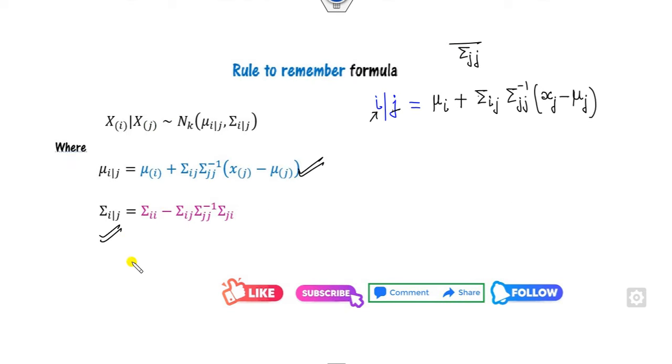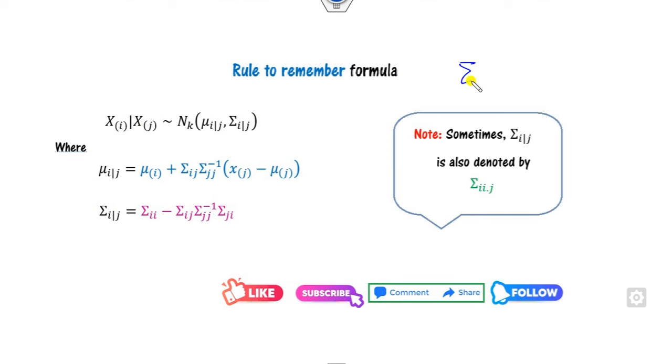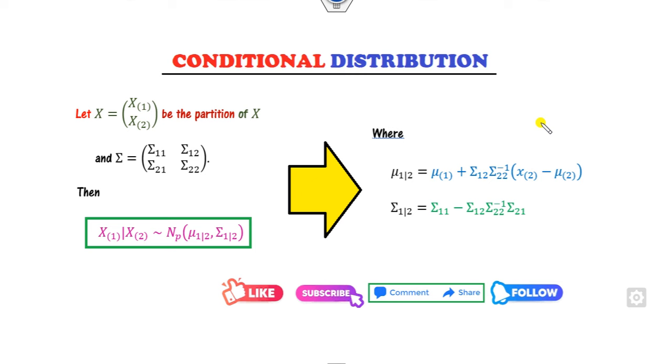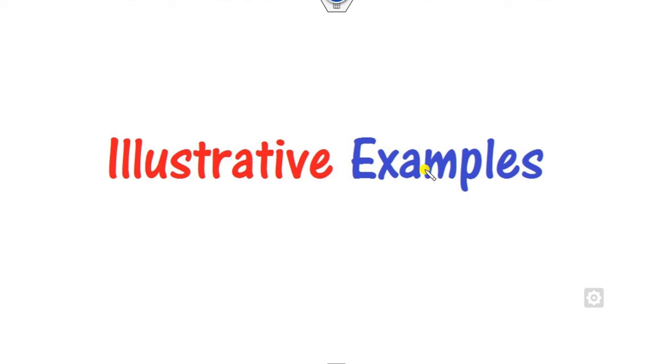Similarly, the covariance matrix is defined as this number. Remember, some books and some notation define this as sigma ii dot j. Either you can use this notation or that notation, you will get the same term. Now remember that I will always use this expression for the illustrative example.